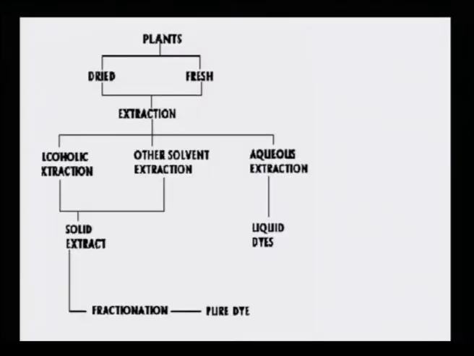So, both from the dried plant part, be it flower, be it fruit, be it leaves, be it stem, be it bark or roots, all these parts of natural plants can be used for extracting dye if they have any special colorant. Second thing is, both dried plant part or fresh plant part either can be used, and 3 types of extractions are possible.